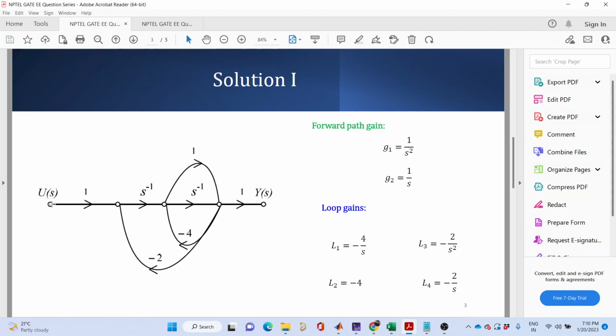So what is the other forward path? That is 1 into 1 by s into 1 into 1. So 1 by s is the other forward path gain. Okay, so these are the two forward path gains that you have. What are the loops that you have in the figure? There is one loop that is minus of 4 divided by s, and the other loop is minus of 2 divided by s square.